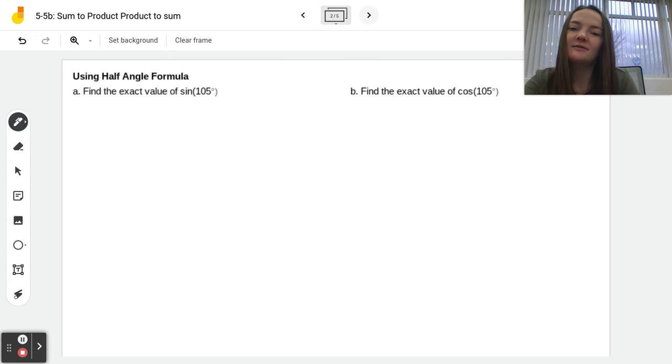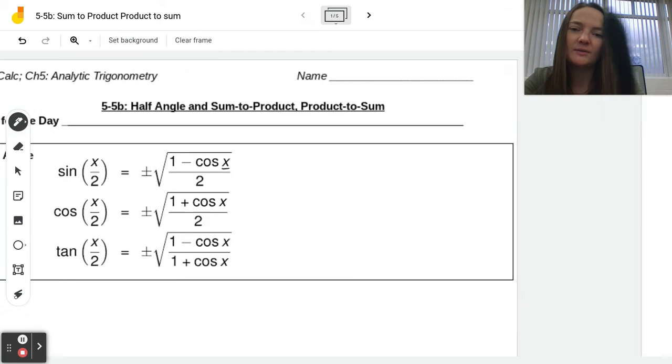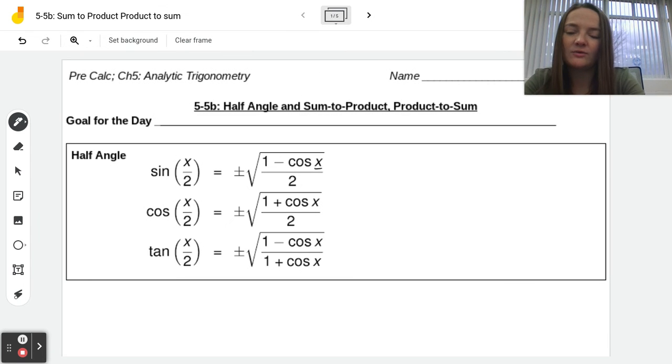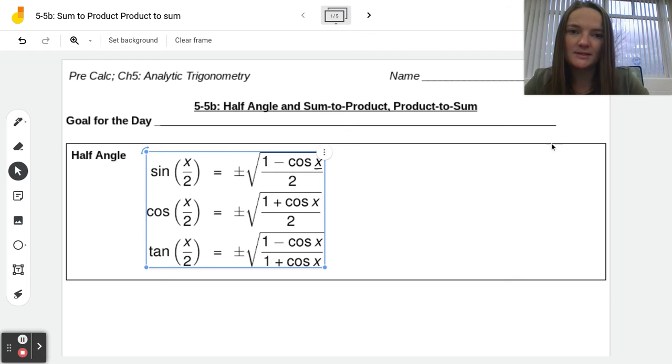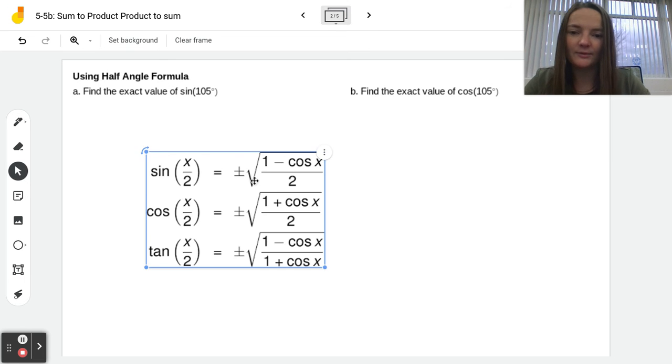All right, so let's go ahead and start. Find the exact value of sine of 105. And specifically, we want to try to use the half angle values. So let's go ahead and copy them over, and we're going to talk about how we can use them. Command C, Command V. There we go.